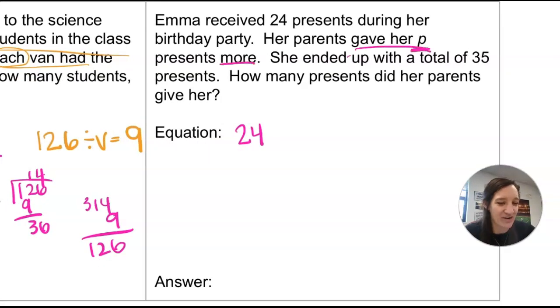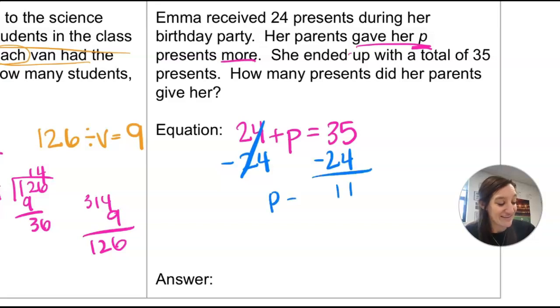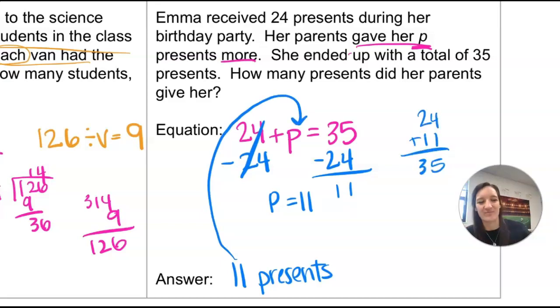P presents more. So she got even more presents. We're going to add that, right? And that will give us a total of 35. So how could I figure this one out now? Well, let's get the P isolated. And that would give us 11. Her parents gave her 11 presents. Let's plug that in to see if that really makes sense. 24 plus 11. Yeah, is 35. Wow. Emma has very nice parents.